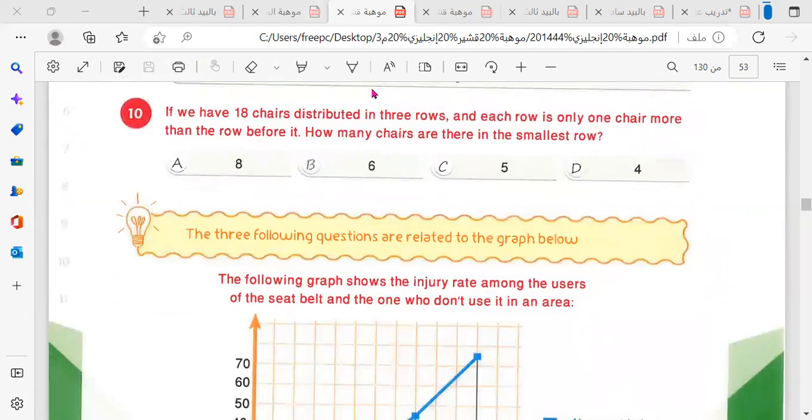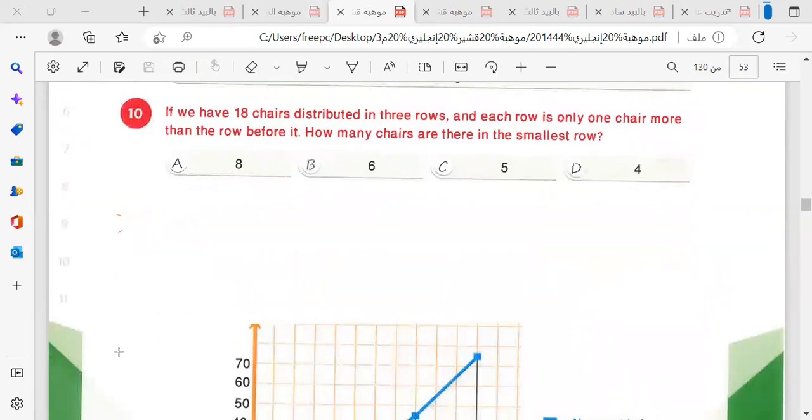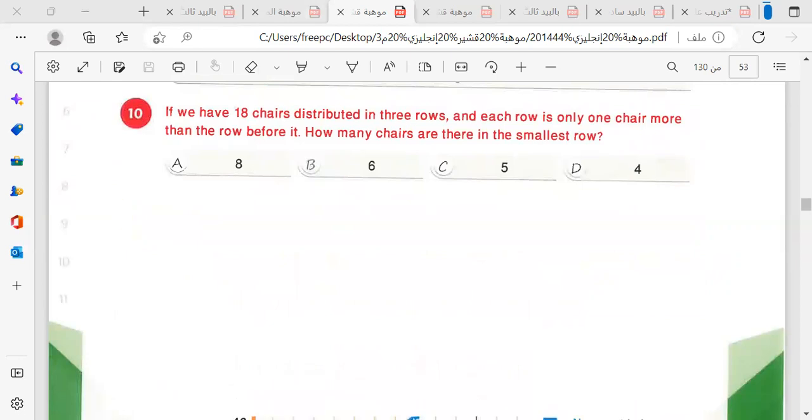Okay, if we have 18 chairs distributed in 3 rows, and each row has only 1 chair more than the row before, how many chairs are there in the smallest row? Right. So what will I do if I have the same question?